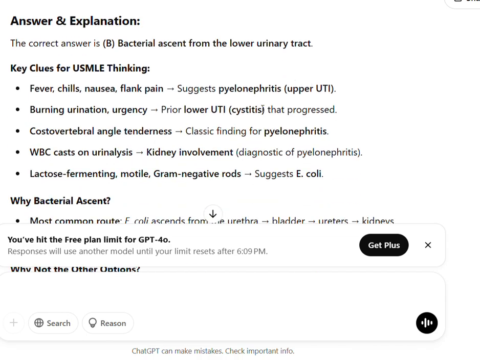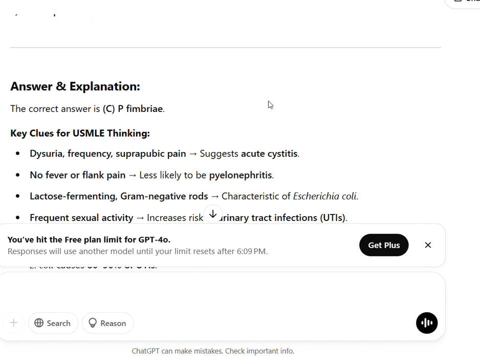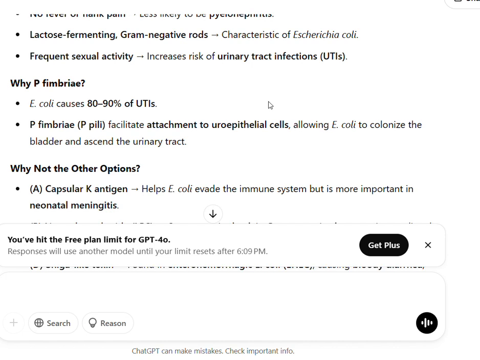Why P fimbriae? E. coli causes 80 to 90% of UTIs. P fimbriae, or P pili, facilitate attachment to uroepithelial cells, allowing E. coli to colonize the bladder and ascend the urinary tract.